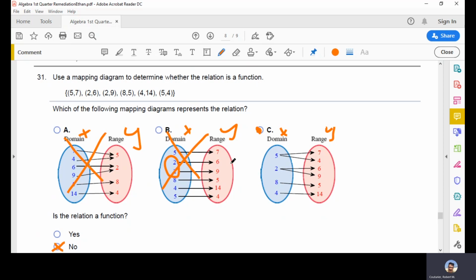So even if they don't give you a mapping diagram and all they give you is a solution set, you look. If any of your x's repeat, it's not a function. So see how the 5's repeat? Right away, not a function. Your 2's repeat, definitely not a function. If you look at this and all your x's are different, that's the easiest way to look at it. If all of the x's are different, it is a function. If any of them repeat, it's not a function. Let's move on.